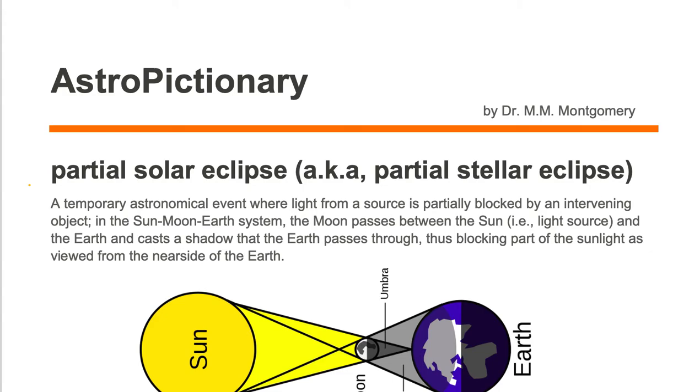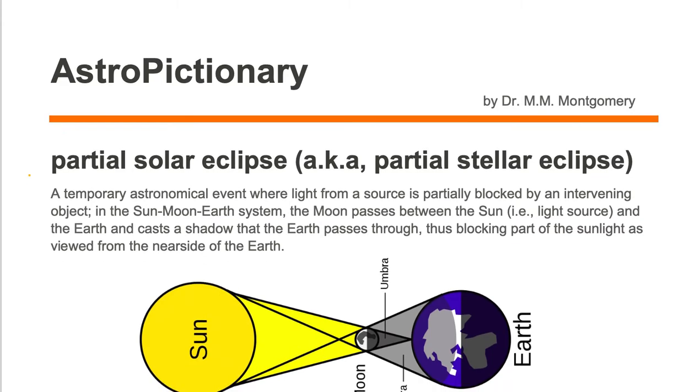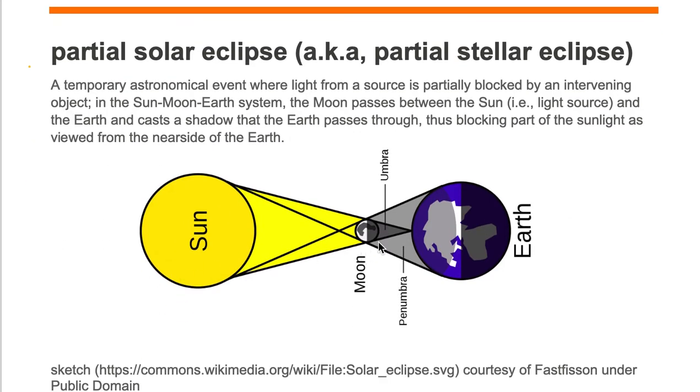A partial solar eclipse is also known as a partial stellar eclipse. It is a temporary astronomical event where the light from a source is partially blocked by an intervening object. In the Sun, Moon, Earth system, the Moon passes between the Sun, i.e. the light source, and the Earth, and casts a shadow that the Earth passes through, thus blocking part of the sunlight as viewed from the near side of the Earth.